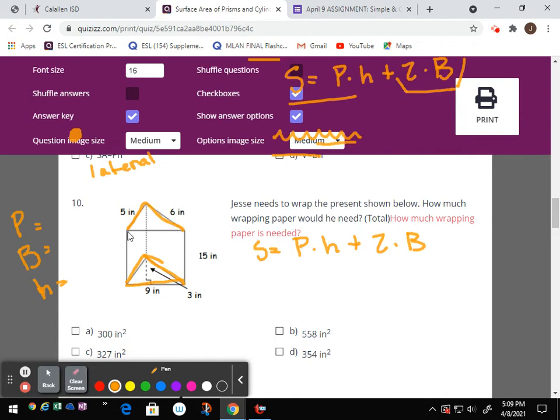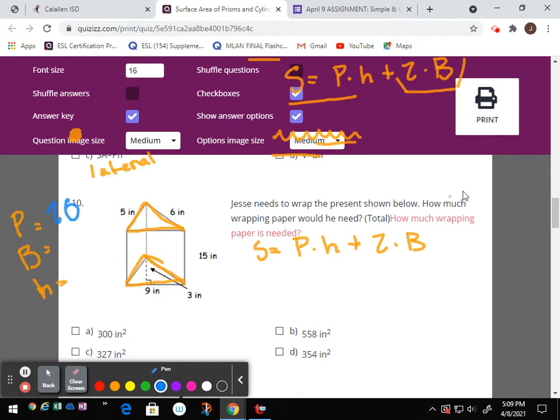Big P is the perimeter of the base. We have to add up all 3 sides of the triangle. We know this side's 5, this side's 6, and this side, if we look at the bottom, is 9. So 5 plus 6 plus 9. 5 plus 6 is 11, 11 plus 9 is 20. So our perimeter for this triangular prism is 20.